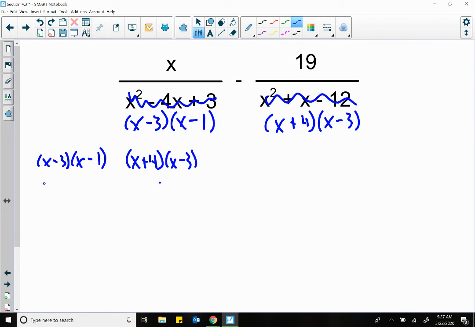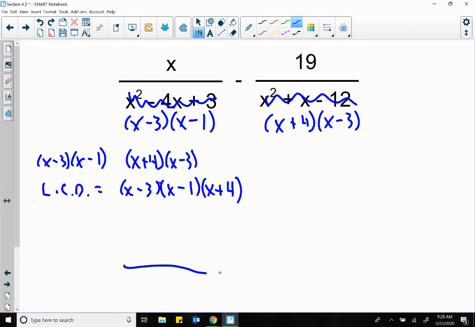So if we're looking for that LCD, I'm going to write down my first denominator, x minus 3, x minus 1. So does x minus 3, x minus 1 cover this guy? No. I mean, I've got the x minus 3s, but I'm missing the x plus 4. So I need to add an x plus 4 onto this. So this is what I was saying a couple minutes ago. This is the biggest that you're going to be dealing with. This is as hard as these problems get.